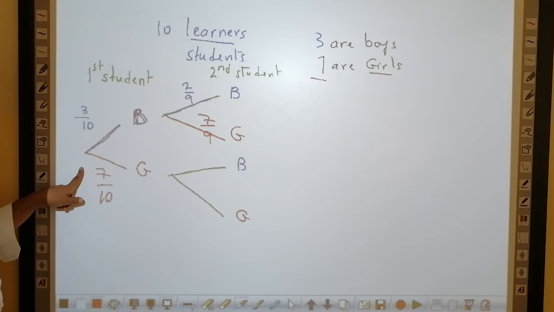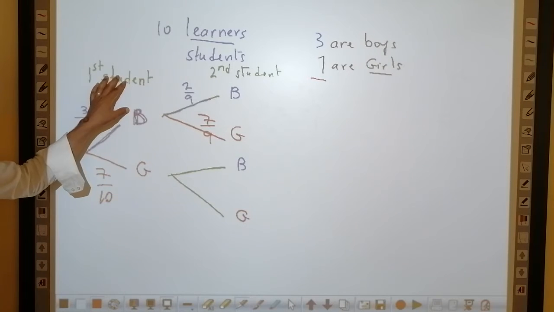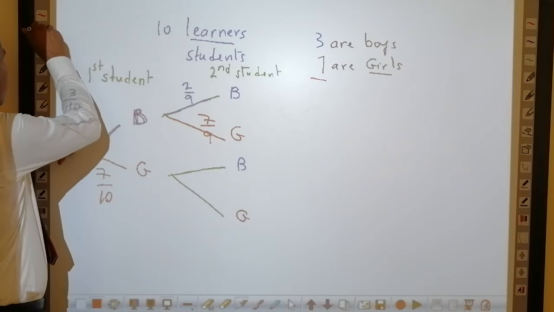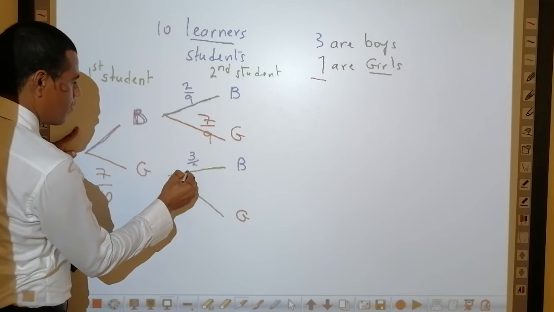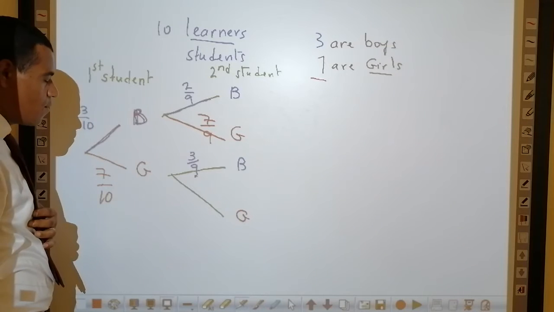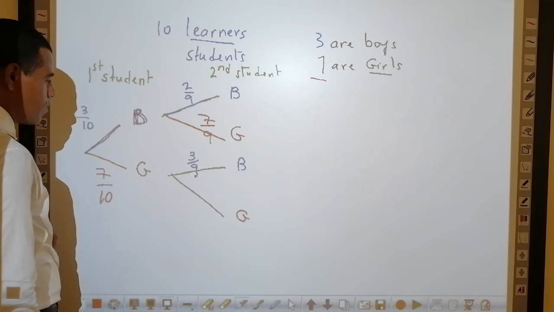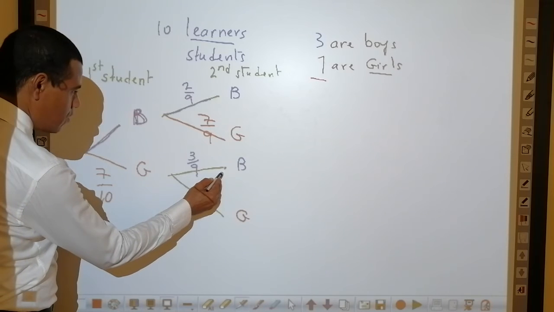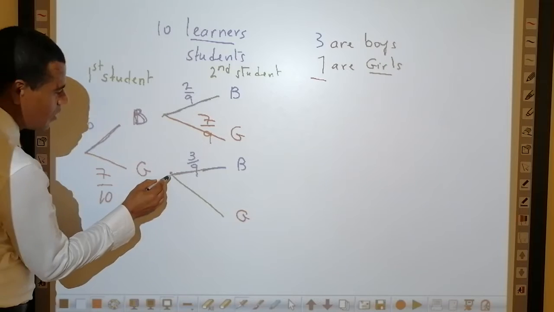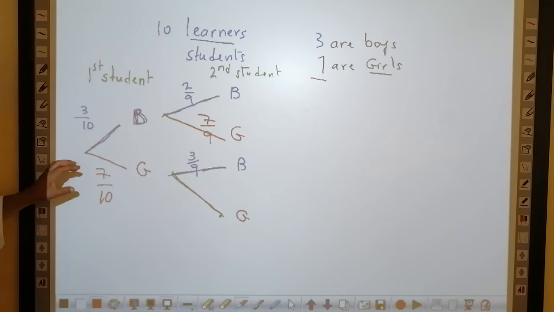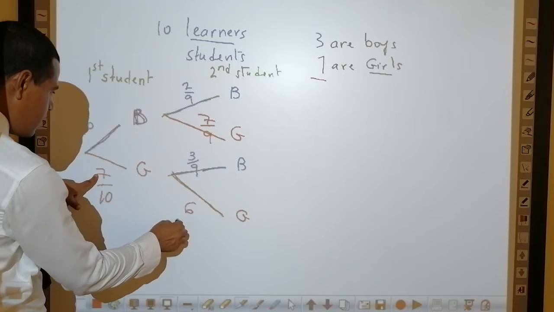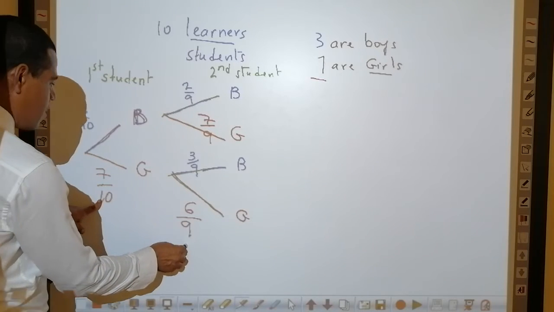Okay? Then, for a girl now, if the first student is a girl, the second one is a boy, it will be 3 divided by 9, because we reduced one girl from the total number of learners or students. And this one is for boys. And this one for girls is what? What is the probability of getting a girl as the second student? If this is 7, this one should be 6. If this is 10, it should be 9, and so on.